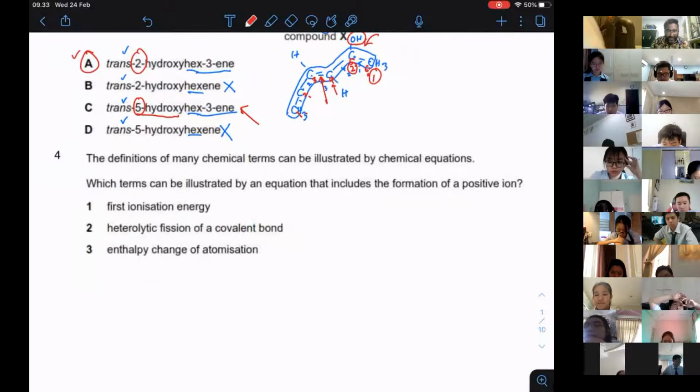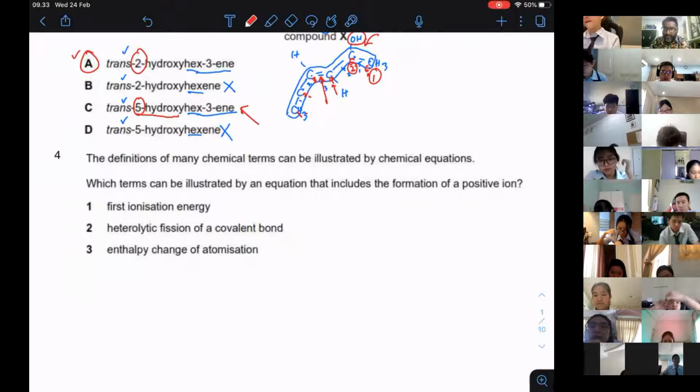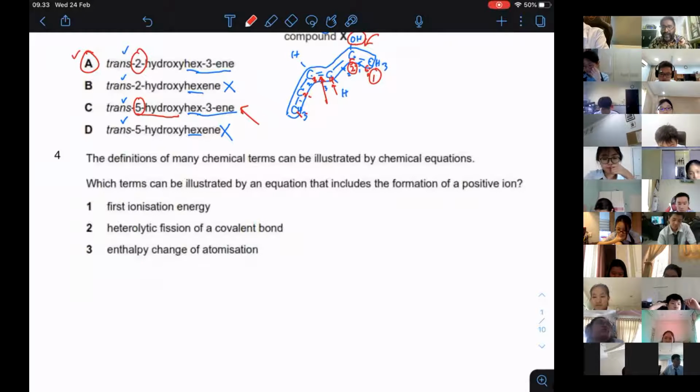If it's just hexene, does that mean it's hex-1-ene? Yes. If it is just hexene, then it's going to be hex-1-ene. But normally when they write, yes, it's like that. But I don't encourage you to write like that. Mention the number.